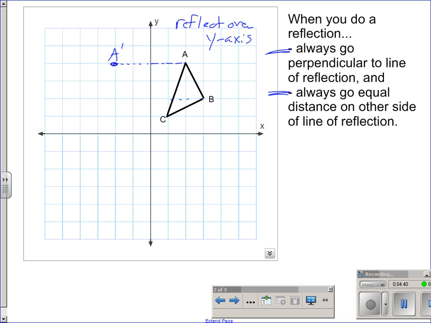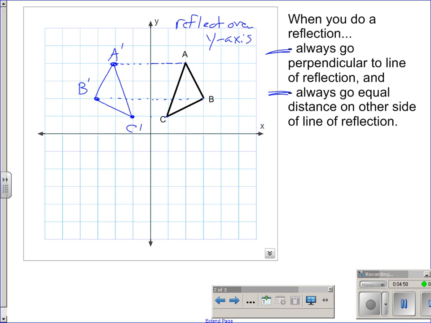B is 3 units, so we're going to go 3 units onto the other side. There's B prime. C is only 1 unit away, so we go 1 unit onto the other side. There's C prime. Form your triangle. There's its image after being reflected over the y-axis.